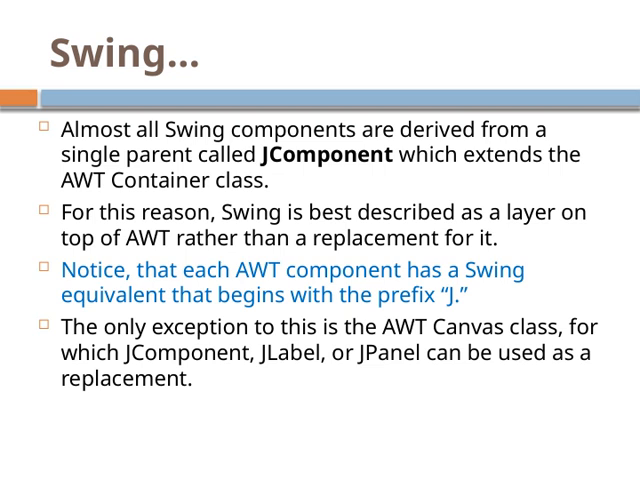You'll notice that for each AWT component, there's usually a Swing equivalent that starts with the letter J, like JButton, JTextField, or JCheckbox. These are designed to be familiar, but with additional features that Swing offers. An important exception here is the AWT Canvas class. Unlike the others, it doesn't have a direct Swing counterpart. Instead, you can use components like JComponent, JLabel, or JPanel as replacements, depending on what you need to do.